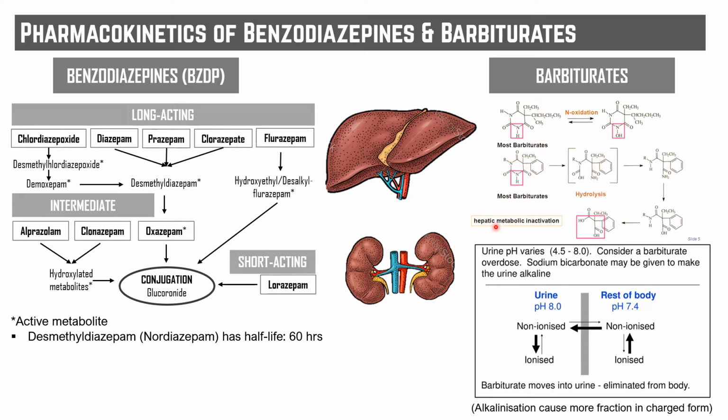Barbiturates and their metabolites are excreted via the renal route as urine. In case of overdose, alkalinization of the urine will expedite the excretion of barbiturates. So again, in overdose, consider the use of sodium bicarbonate to make the urine more alkaline. Alkalinization results in a greater fraction of the charged form, so that barbiturates and their metabolites cannot be reabsorbed back into the body and are easily eliminated through the urine.